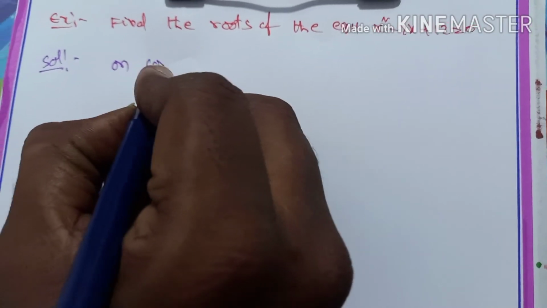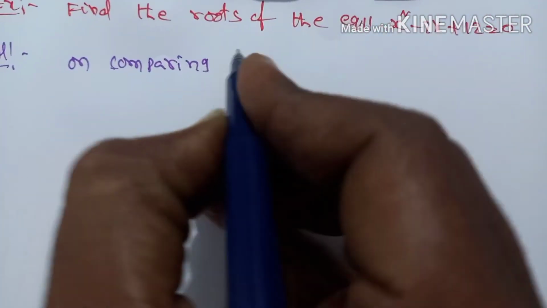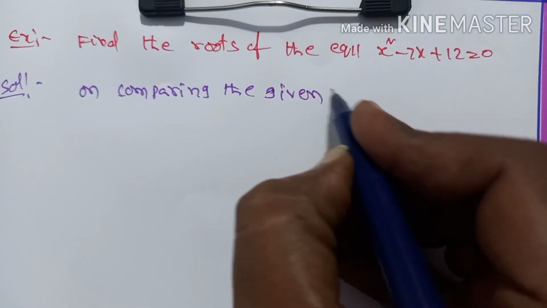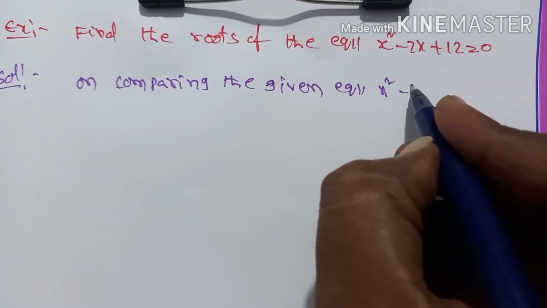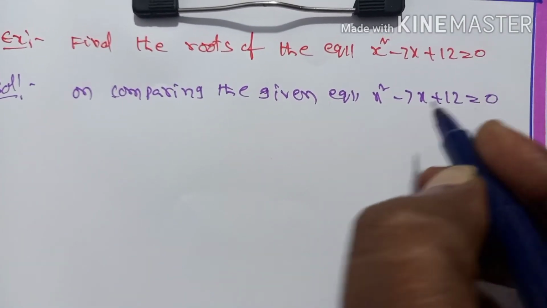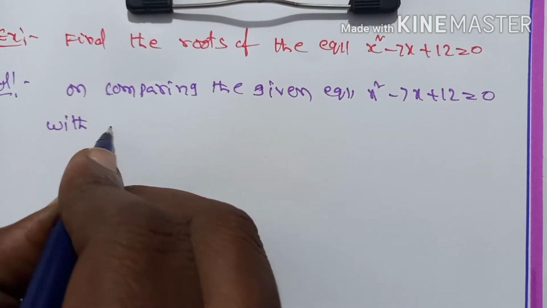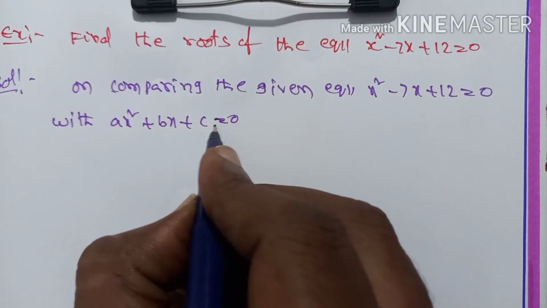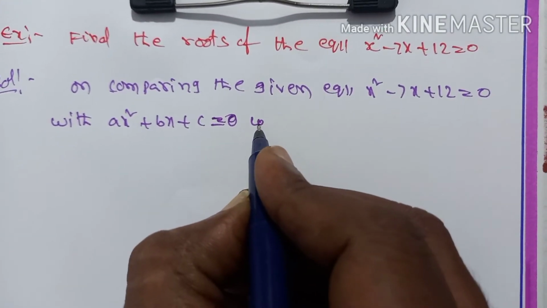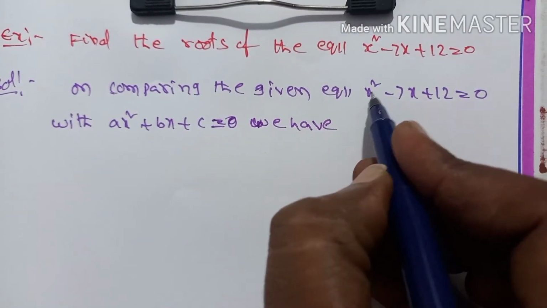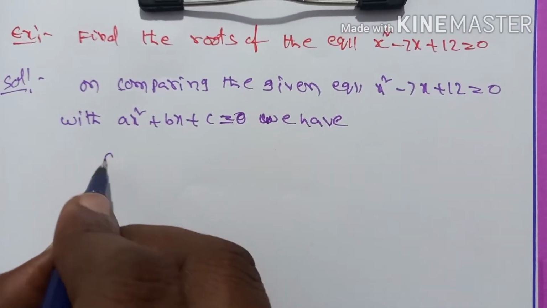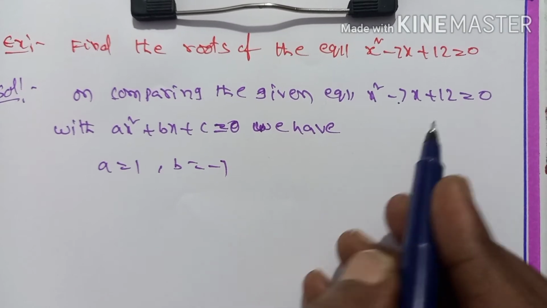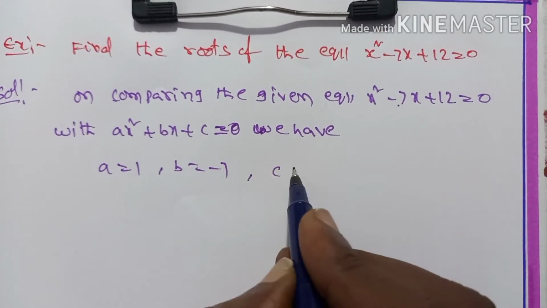On comparing the given equation x square minus 7x plus 12 equal to 0 with ax square plus bx plus c equal to 0, where we have coefficient of x square is 1, that means a is equal to 1, coefficient of x is minus 7, b is equal to minus 7, constant term c is equal to 12.